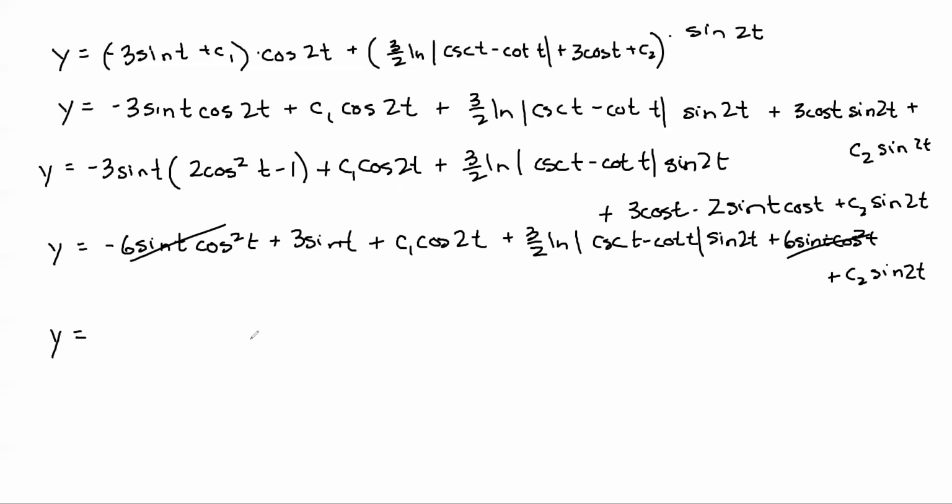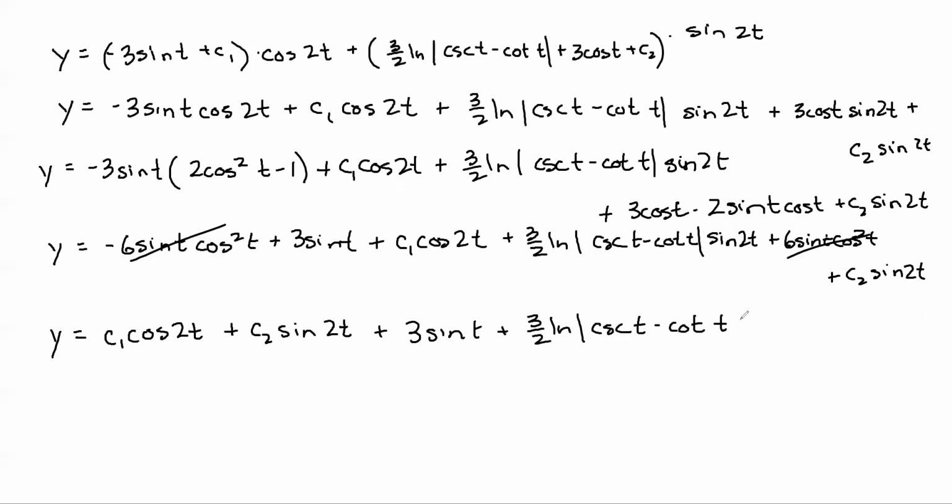Last, we're going to do some reordering here. We've got a c1 cos t and a c2 sine t, so let's put those first. Then after that, let's put the rest. So we're going to have 3 sine t, that's from right here, and then this monstrosity, 3/2 natural log cosecant t minus cotangent t sine 2t.